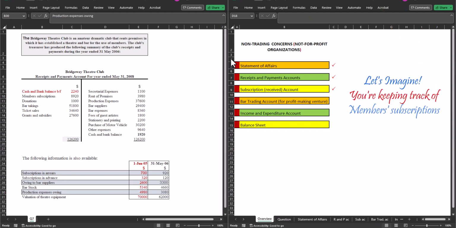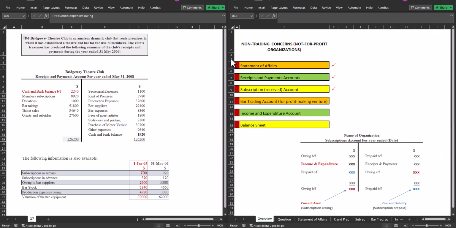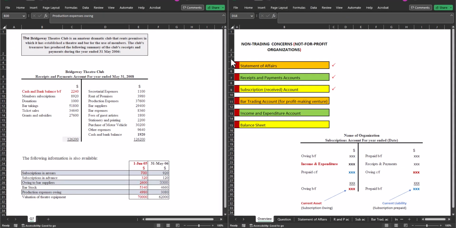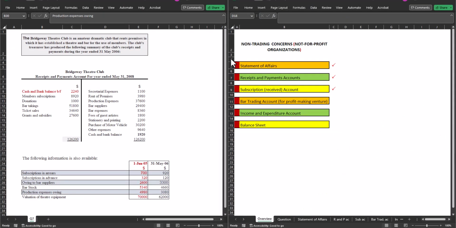Imagine you have a special book where you track all the money you receive from your friends who become club members. This book is called the subscription account. Let's see how we can prepare it step by step. Now, because of members' underpayment or overpayment of subscription, this account is prepared to calculate the full amount due and belonging to the current period or year. This figure, when calculated, is transferred to the income and expenditure account as the main income of a non-trading organization.